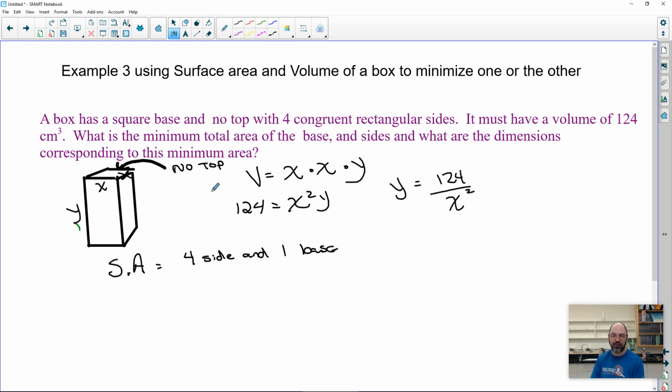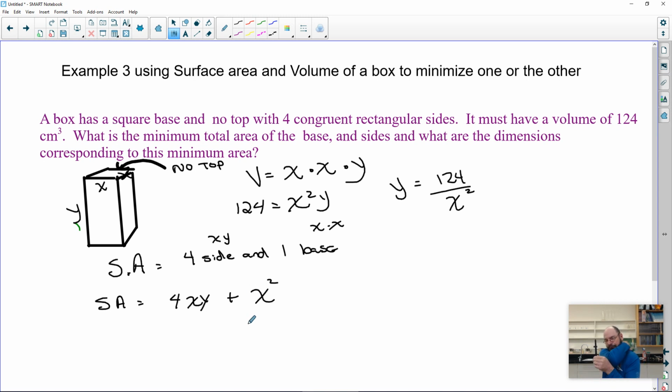There's no top. If there were a top, you'd have 1 base and 1 top, which would be two squares. So the 4 sides are x times y, and the base is x times x. So if we write the surface area equation now, it's going to be 4 times x and y plus 1 base, which is 1x squared. Now, if you had a top, it would be 2x squared, but you don't have a top.